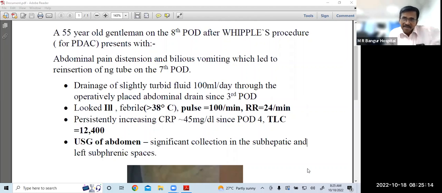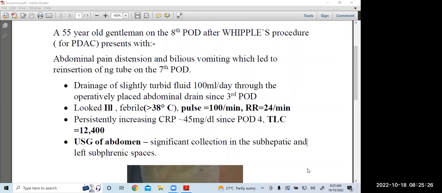Keep in mind that enucleation is a small operation, but the most important complaint following enucleation is the pancreatic fistula. Okay, so these are the incidence of fistula following pancreatic surgery. So that should be another iatrogenic cause of pancreatic fistula formation.